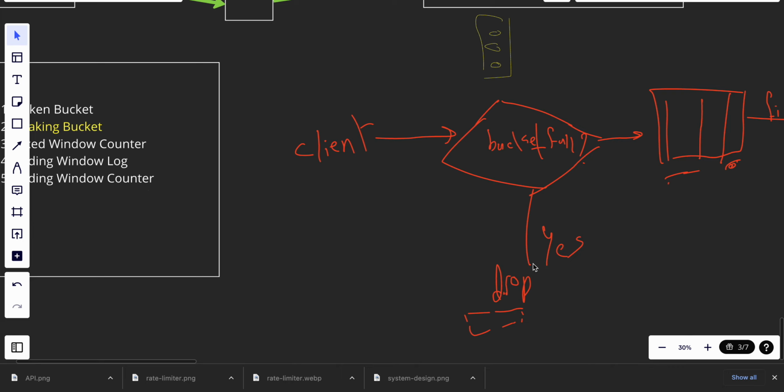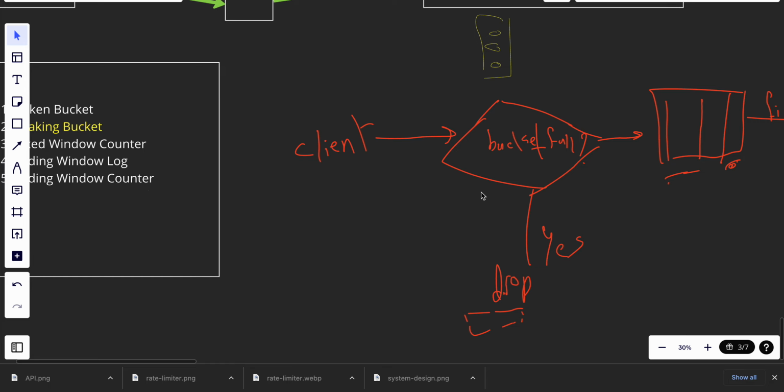And basically, when the request arrives, the system checks if the queue is full. If it's not full, the request is added to the queue. Otherwise, the request is dropped.